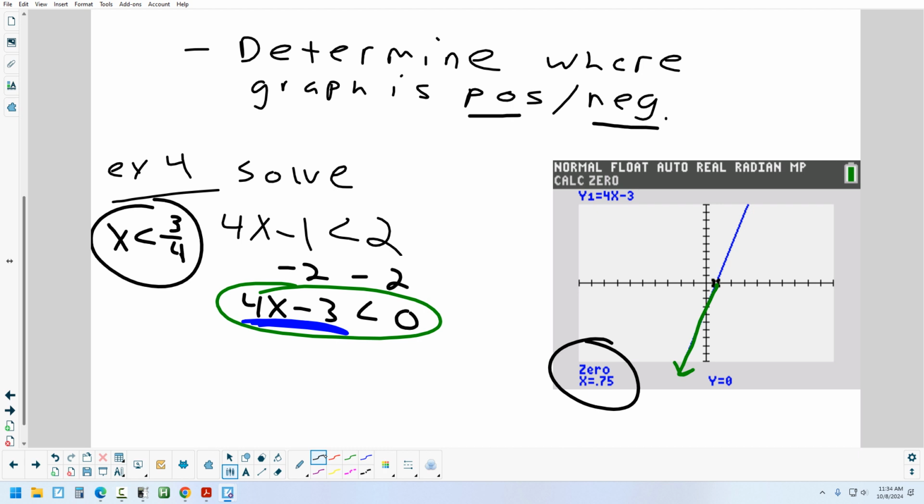So think about which way you have to go from 0.75 to make sure you're on the green part of the line. Do you go to the left or do you go to the right? You go to the left. If you plug in a number to the right, like if you plug in 5 for x, and 5 is way up there somewhere, that's not what you want. You want to plug in numbers that are below 0.75, and that'll land you on the green line. And that's the answer. X is less than 0.75. Same thing I got when I did it in my head quickly.